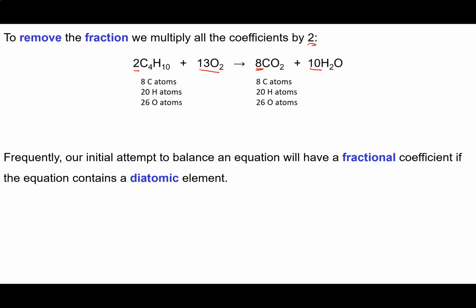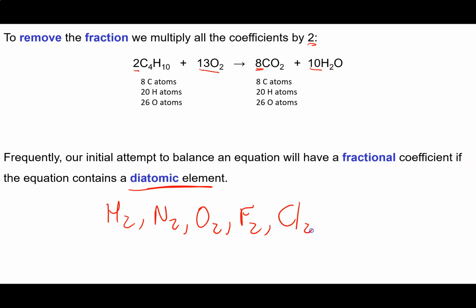So I've finished balancing. So a little hint here is that often when you have a diatomic element, so that's H2, N2, O2, F2, Cl2, Br2, or I2 actually as well, our first attempt of balancing will often lead to a fractional coefficient, and we have to multiply through in this way to get rid of that fraction.